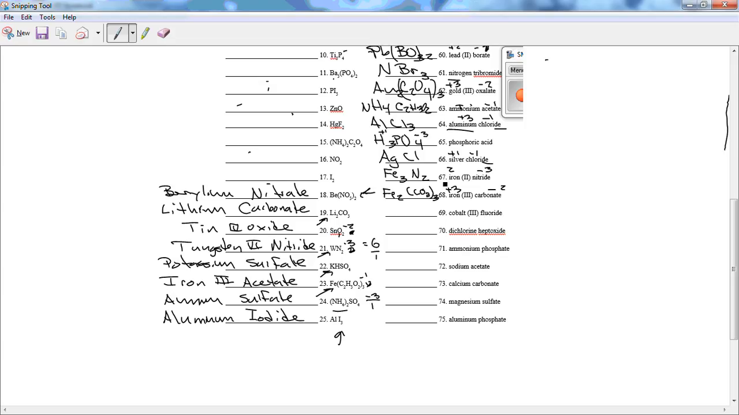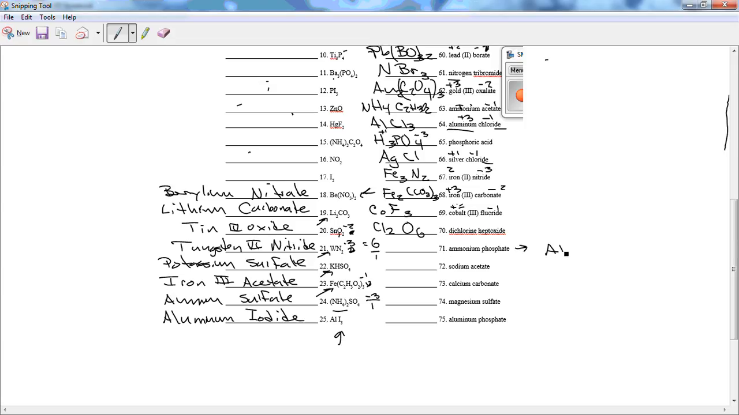Cobalt 3 fluoride. Oh, I messed up on this cobalt one earlier, I just remember. Oh well, cobalt is a plus 3 because of this. Fluoride's a minus 1. CoF3. Dichlorine heptoxide, that means 2 Cls. Hepta means 7, O7.